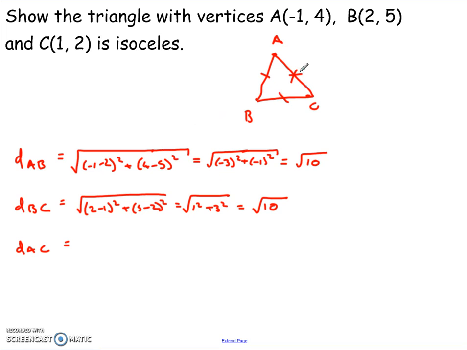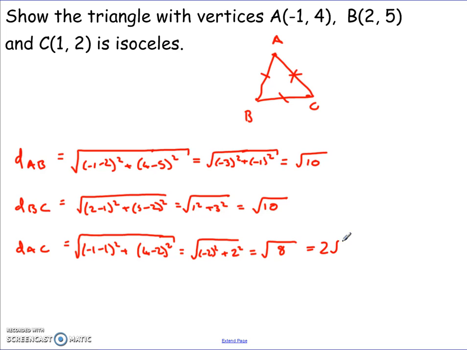For it to be isosceles, the distance from A to C has to be different from the other two. So for A to C, to calculate the distance of that one, I've got the square root of -1 take away 1 squared plus 4 minus 2 squared. Work both of these out, so -1 take away 1 is -2, so it's -2 squared. 4 minus 2 is 2 squared. So in this case, 2 squared is 4, -2 squared is 4, it's the square root of 8. Which ends up simplifying down to 2 root 2.